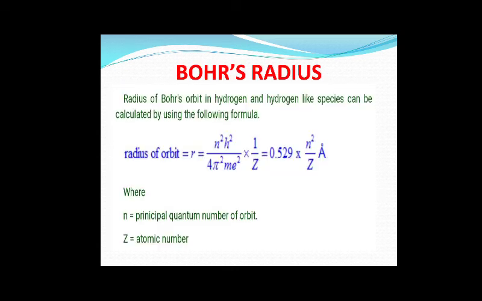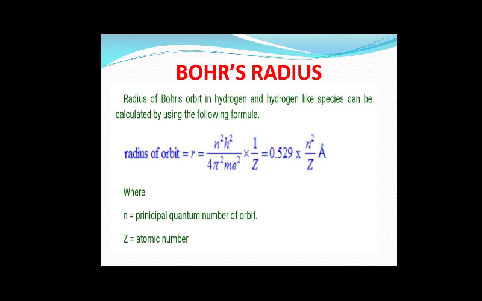Before going into today's topic, I want to cover one more topic related to the previous one, related to Bohr's postulates, that is Bohr's radius. Bohr's radius means the radius of an orbit. There is a formula for calculating the radius of an orbit according to Bohr: r_n is equal to 0.529 into n square by Z angstrom. Here n is the number of the orbit, Z is the atomic number, and angstrom is the unit.